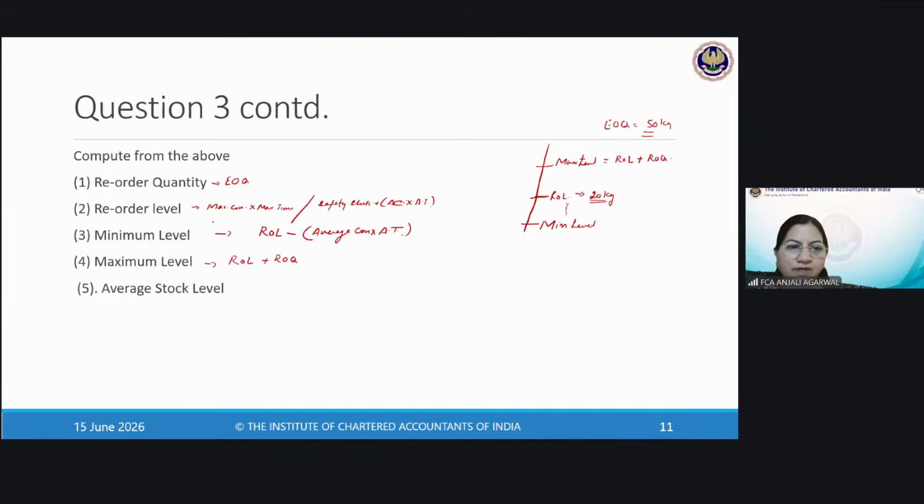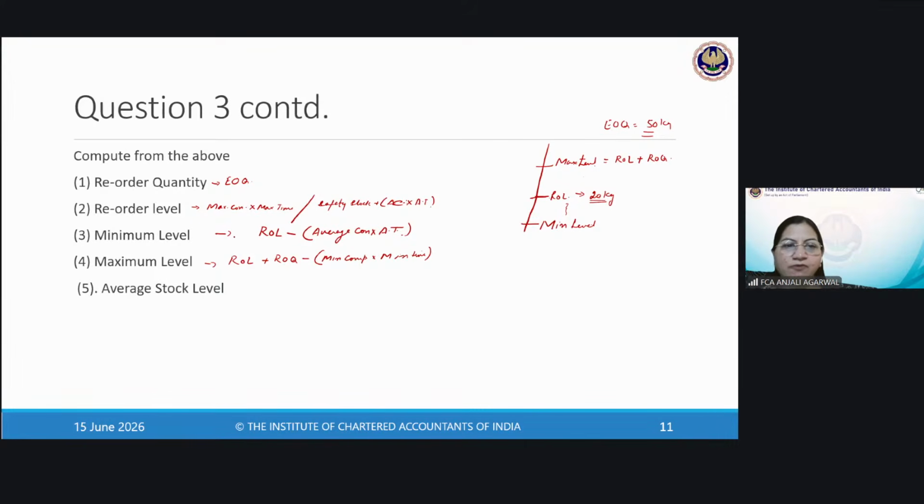So what should be the formula for maximum level? Reorder level. At 20 we ordered, 50 kgs we ordered, so 20 plus 50, 70. But in this period, we consumed at least half a kg, and it took us at least 1 day. So this has to be deducted from maximum level formula, right? So what is reorder level? Maximum consumption into maximum time.